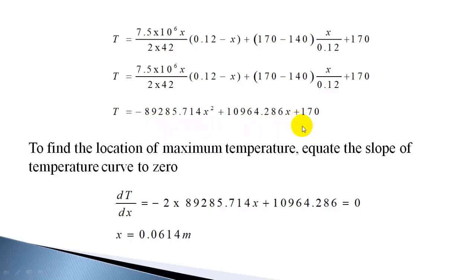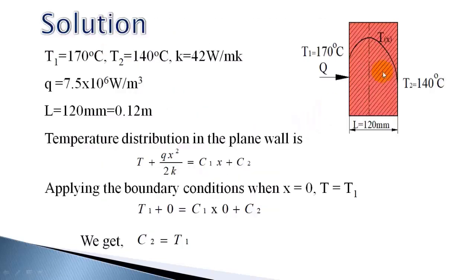Now, as the temperature varies parabolically, as I have shown here, there will be a peak somewhere at some distance location. To find the peak, you already know the expression for temperature, a parabolic equation we got. At the peak, the slope will be 0. So wherever the peak is occurring, the slope will be 0. You can differentiate this expression for temperature and equate that to 0. That will give the value of x at which this peak occurs.